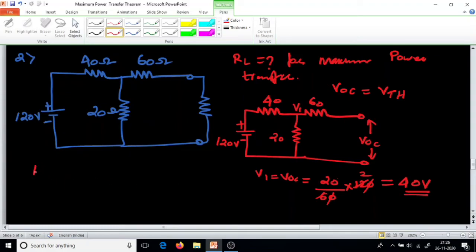Now what is RTH? How do you find out RTH? To find out RTH, we have to short the voltage source. Then we have 40 ohm, 60 ohm.